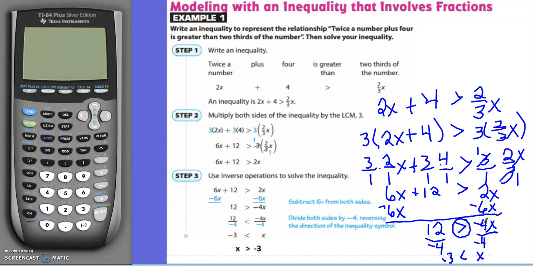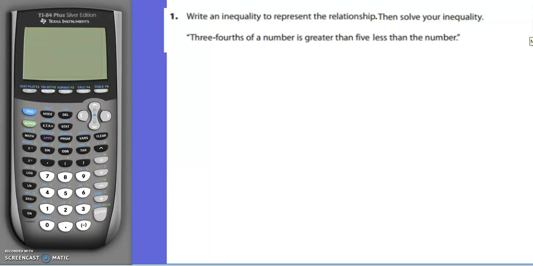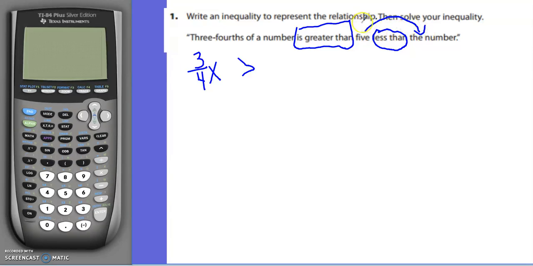All right, let's go to example 1. Write an inequality to represent the relationship, then solve your inequality. 3/4 of a number, so 3/4 x is greater than. Because it says is greater than, we know that that's going to be the inequality. So 3/4 x is greater than 5 less than the number. This is the less than here. This is going to represent the operation minus. But less than is a special situation. It is written backwards. So we're actually going to say x minus 5.